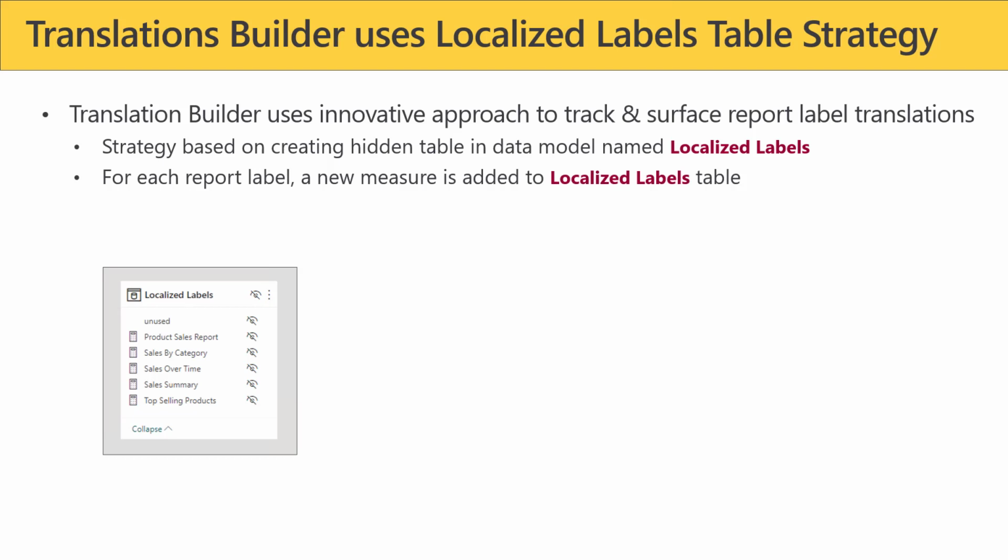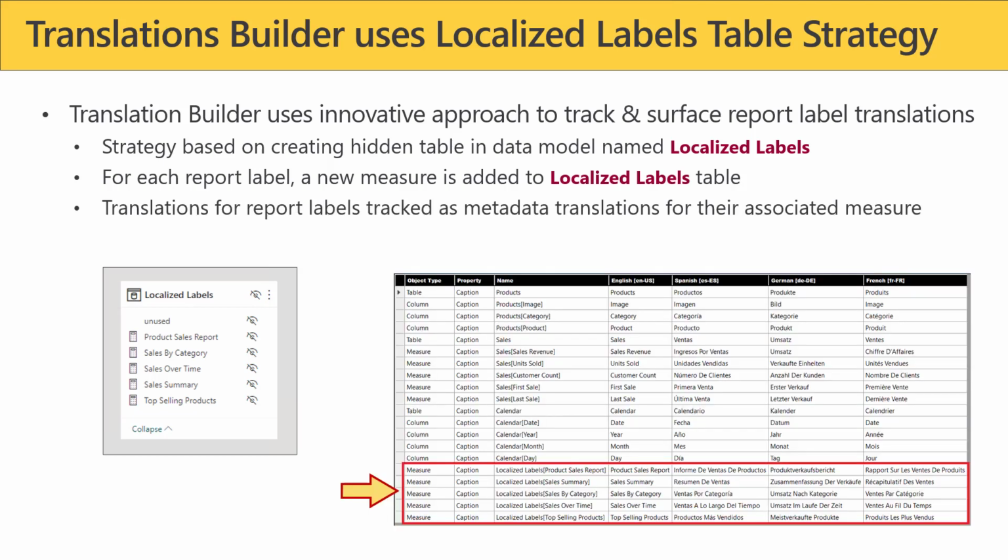Translations, metadata translations. So the idea is that if you can add a table and then add a set of measures into that table, you'll be able to track translations for that measure, just like we track translations for the other measures and columns inside of our project. Now, translations for report labels are tracked as metadata for their associated measure.